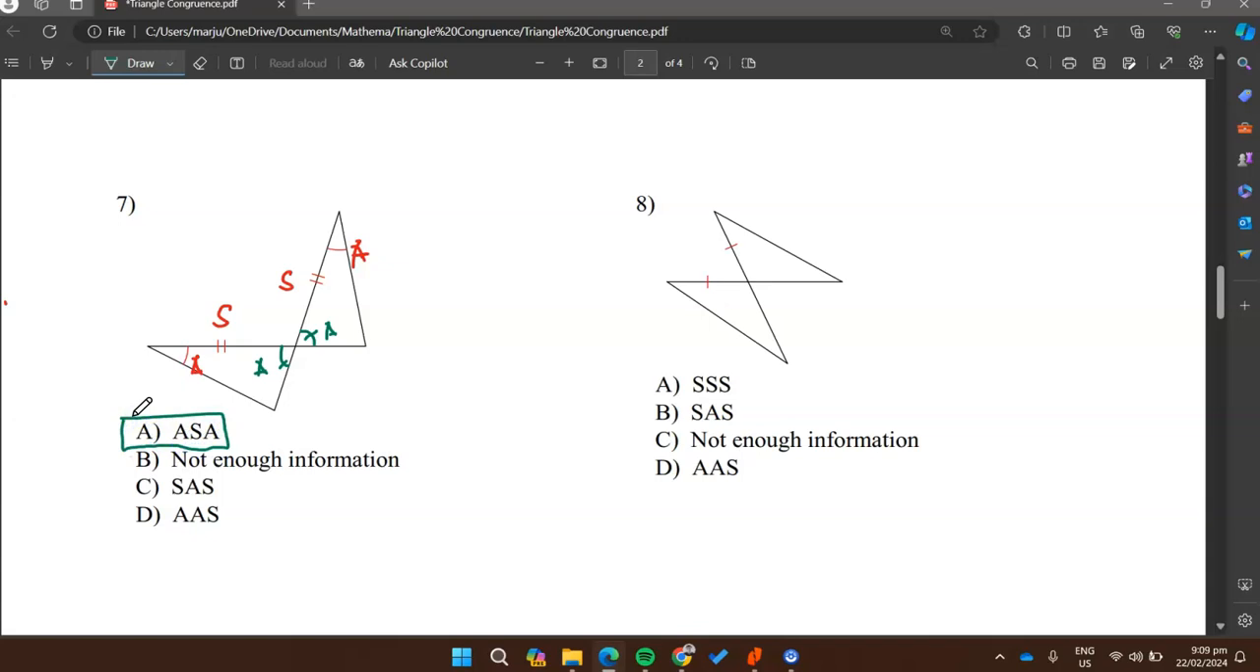Let's have number 8, the last one. This is congruent to this. And again, vertical angles are congruent, so this is congruent to this. And what else? Is there anything we know? So far we have SA. So it's not SSS. It's not SAS. It's not AAS. So the answer for number 8 is letter C. Not enough information.